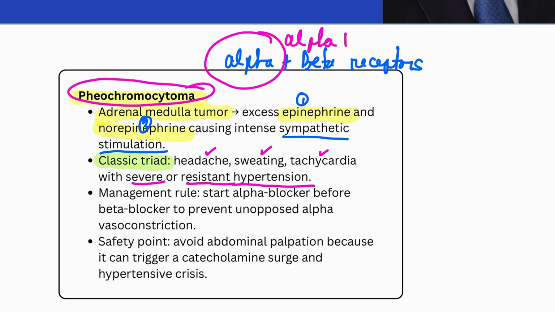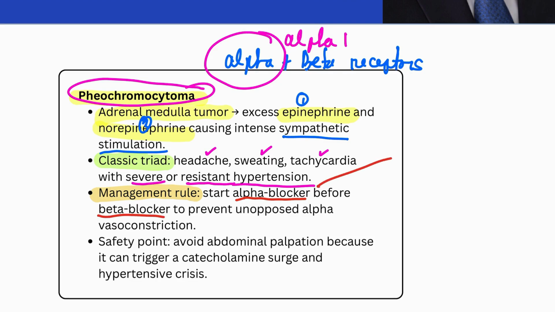So here's an important management rule that students need to know when they're taking their NCLEX exam. And I'm going to highlight that over here. The important management rule, you write it down, is that when treating this condition, alpha blockers should be given before beta blockers to prevent unopposed alpha stimulation. So let me explain.